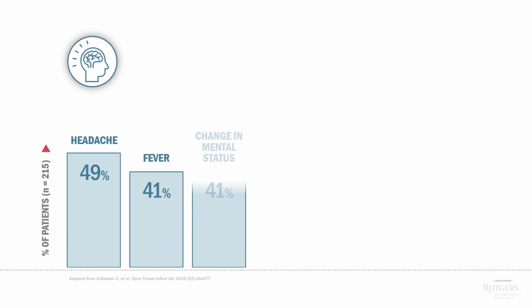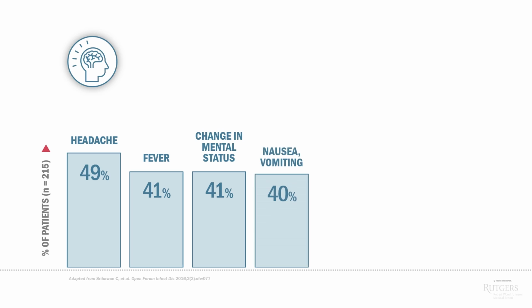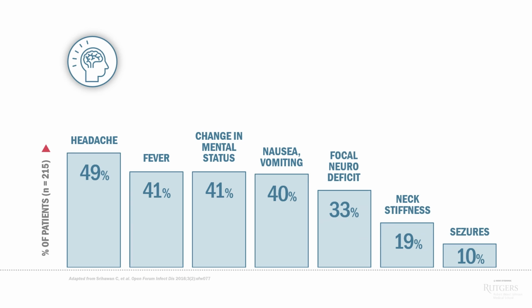The symptoms of EVD-associated meningitis and ventriculitis are the usual symptoms of intracranial infection. Headache, fever, and change in mental status are the top 3 symptoms that happen in over 40%. Nausea and vomiting are not specific. Focal neurological deficits and seizures generally don't occur until the brain parenchyma becomes involved. Neck stiffness only happens in 1 in 5 patients, so that's not going to help.